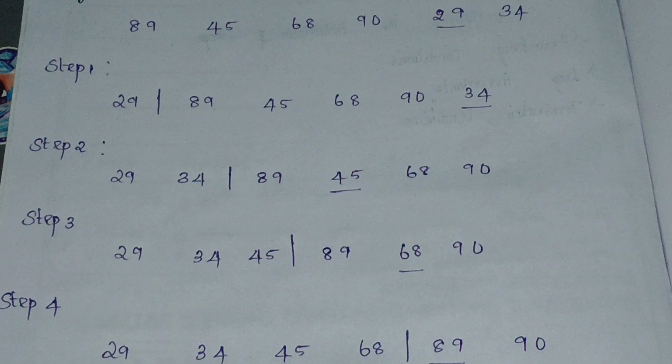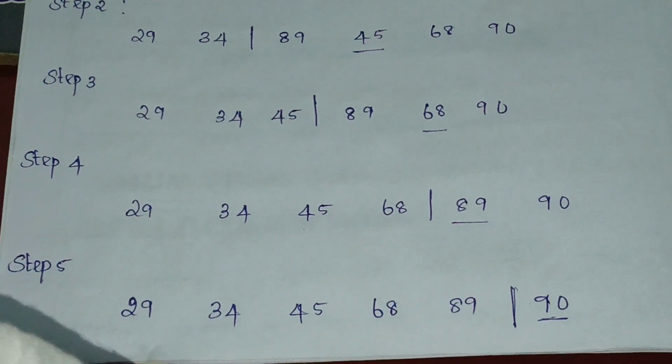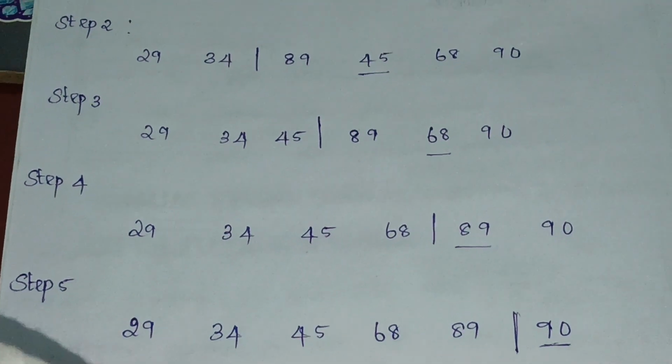In step 1, we identify the smallest element in the list. As we can see, the smallest element in the list is 29. We take that 29 and insert it in the first position of the list. After inserting 29 into the first position, that part of the list will be considered the sorted list, and the remaining part will be named the unsorted list.